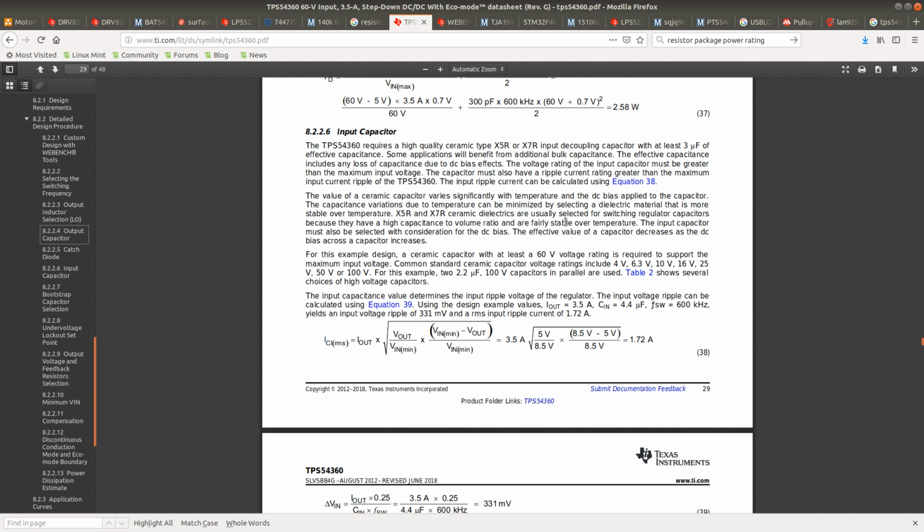Maybe because of the same reasons. Maybe they want to have a higher margin between the minimum capacitance and the capacitance they use. Let's see.